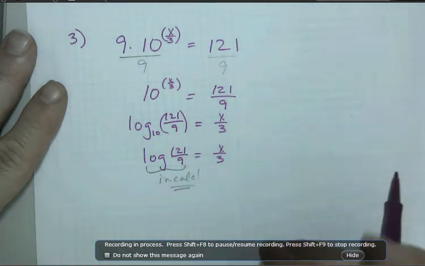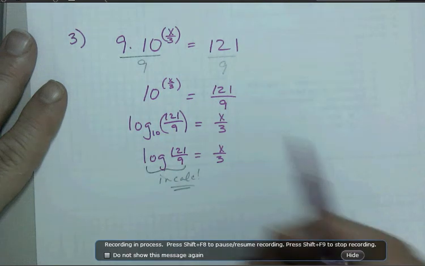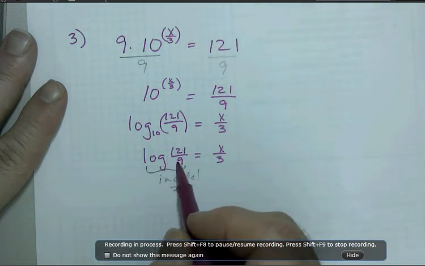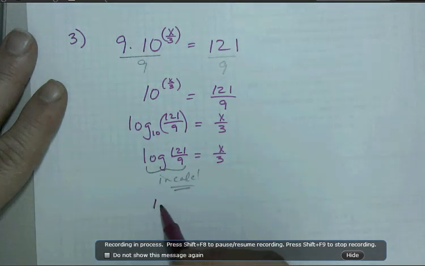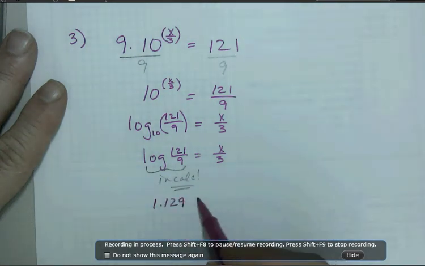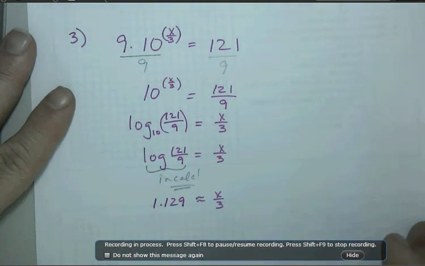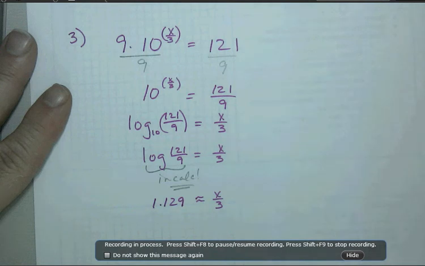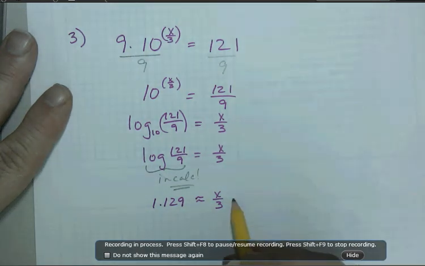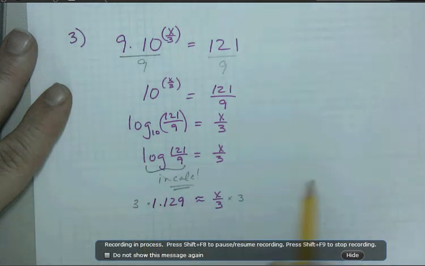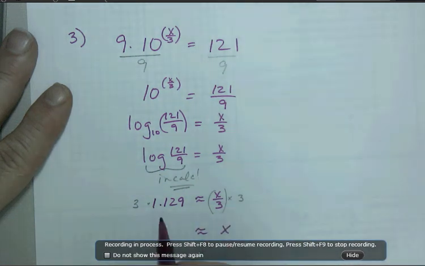So if that's in the calculator, I'm just going to hit the buttons. Log base 10 of 121 over 9 is 1.129 about. And so then I just need to finish it off. Multiply both sides by 3. So over here I get x, and I get 3.387.